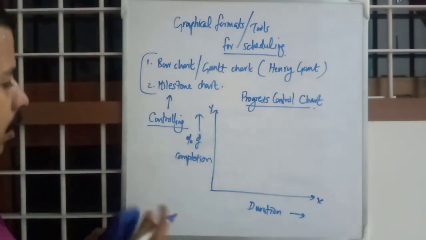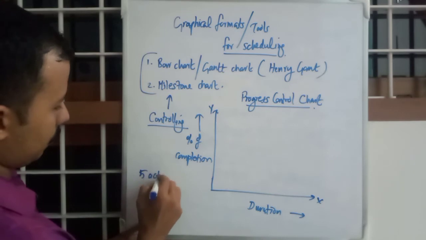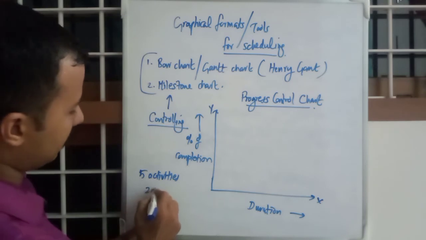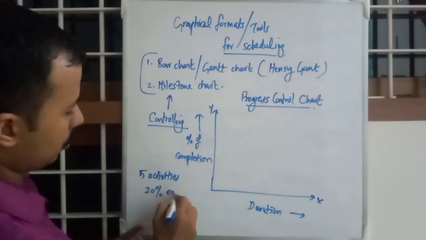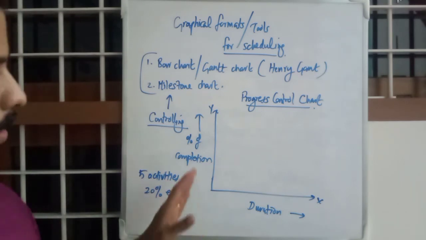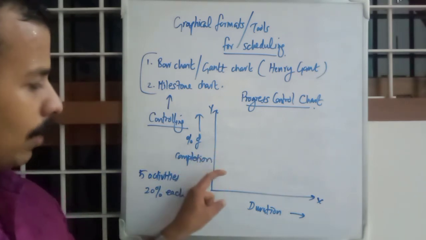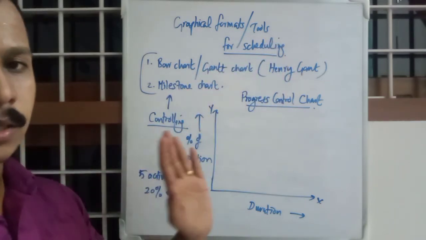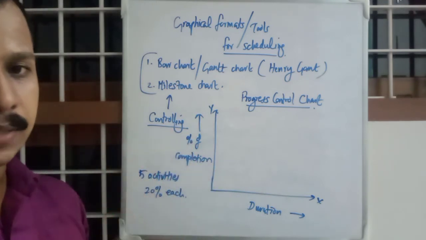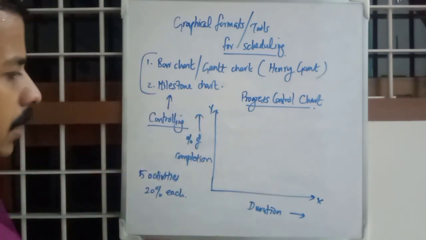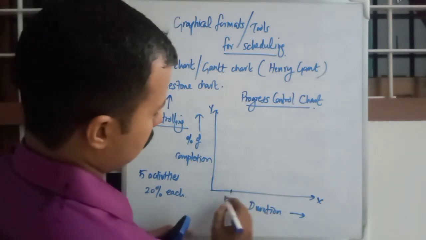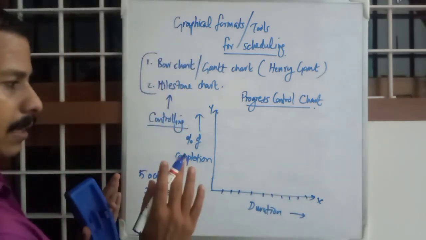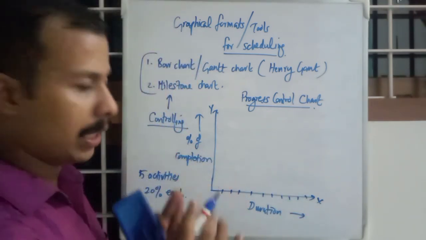Okay, suppose we have 5 activities. Suppose each of these activities has 20% of the total project. So one activity is 20%, another one is 20, 20, 20, hence 20 into 5, 100%. Okay, so this is just for the concept only. So duration will be these weeks again, and we will be having two lines or two curves in this.